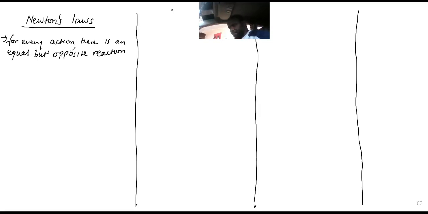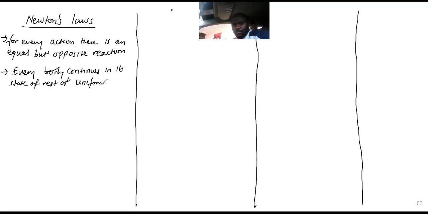Cynthia, do you recall one? Everything continues in its state of rest or uniform motion in a straight line unless acted upon by an external force.